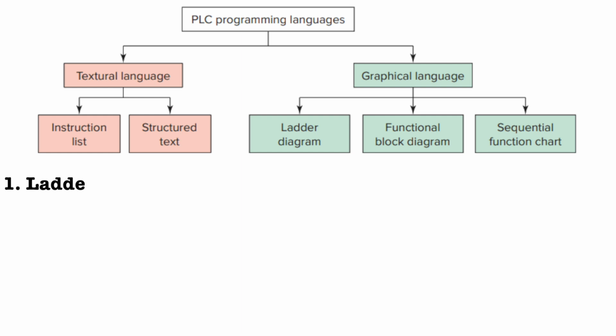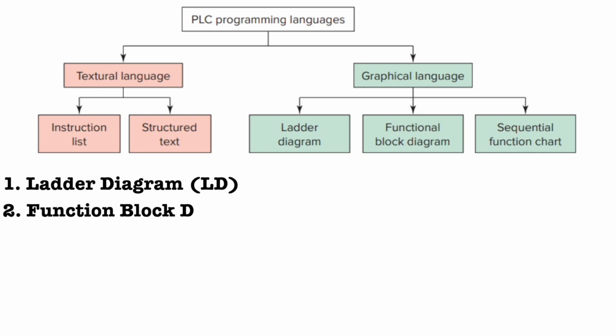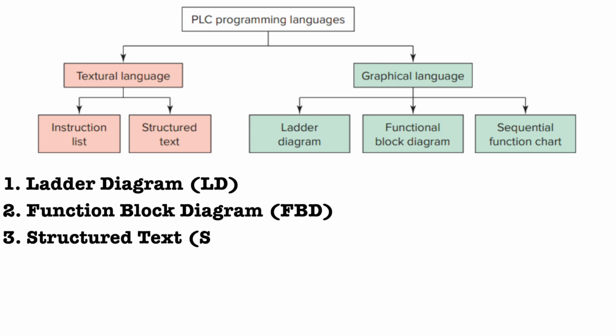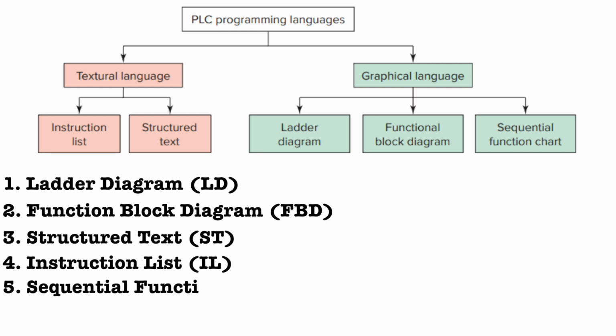First is the Ladder Diagram, called LD. Second is the Function Block Diagram, called FBD. Third is the Structured Text, called ST. Fourth is the Instruction List, called IL. Fifth is the Sequential Function Chart, SFC.